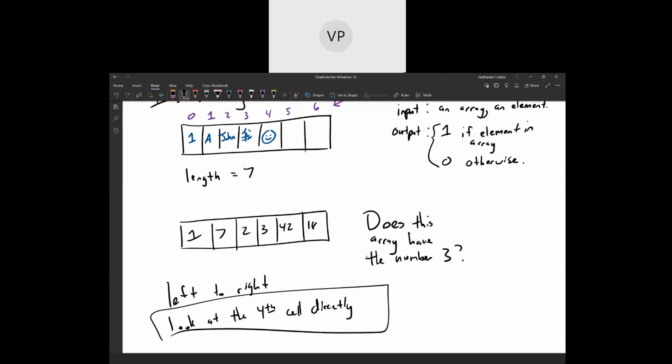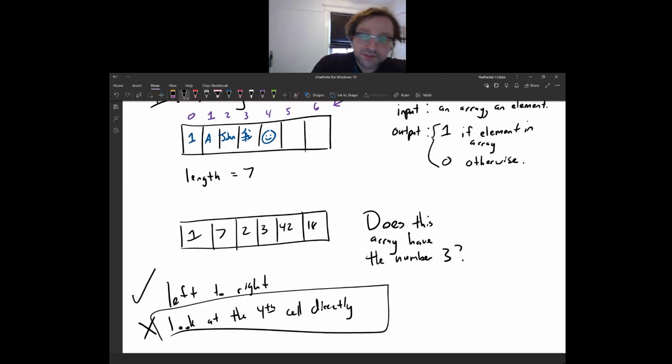Maybe look next to it. Yeah, look next to it, and then if it's there, check to see if it's the number 19. If it's not, go to the next one, and on and on. So it's more like this, left to right. This is one way to do it.